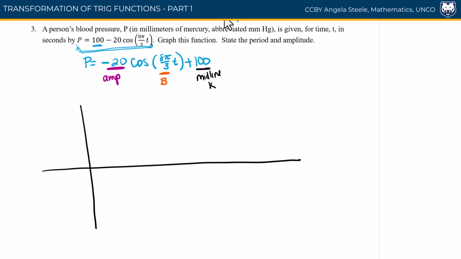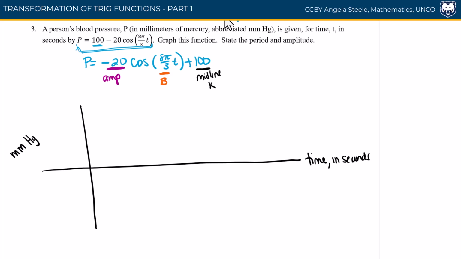Let's go ahead and make sure we label our axes. So we have time in seconds as our input, and then the output is going to be the millimeters of mercury. And so before we start drawing, there's a couple things I want to mention.